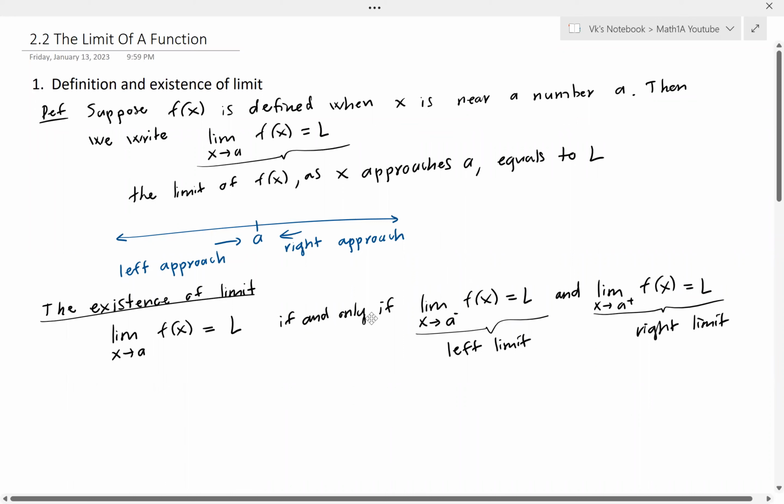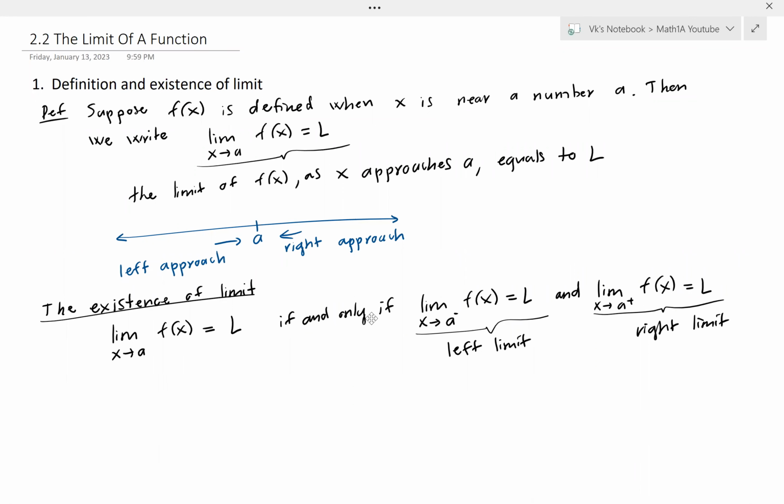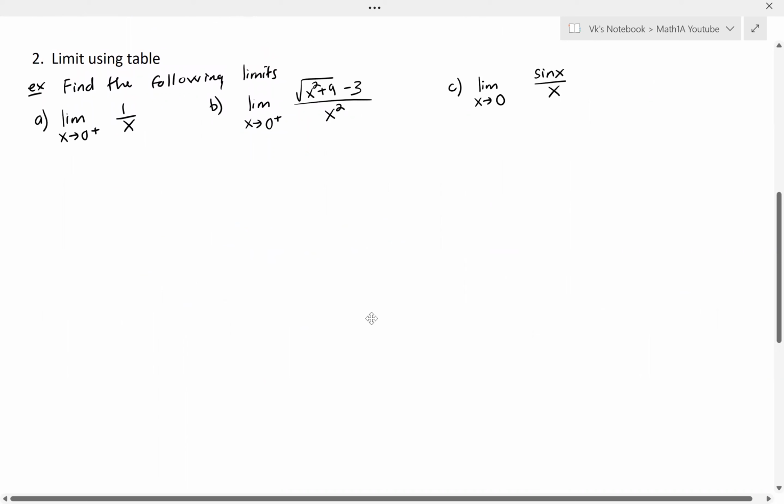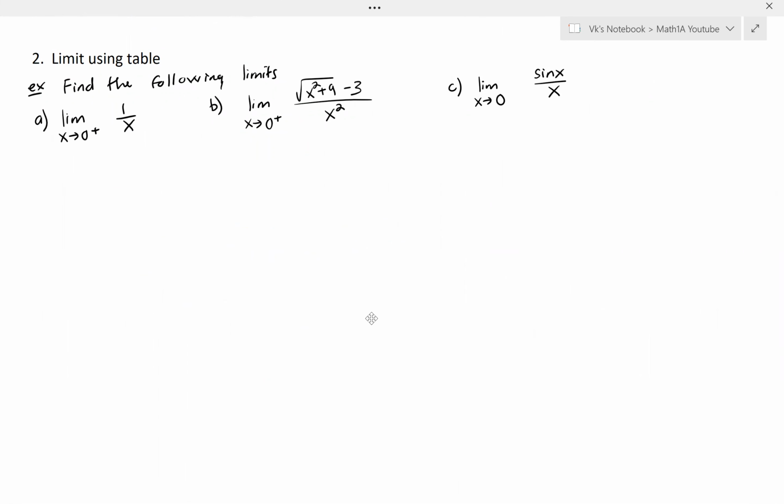Let's take a look at how we're gonna use the definition of limit and the existence of limit to compute a few examples. Number 2, limit using table. Example, find the following limit. A: we have the limit as x approaches 0 from the right side of 1 over x. So to do this one, you just have to cook up the table.